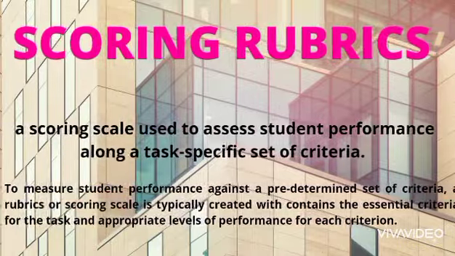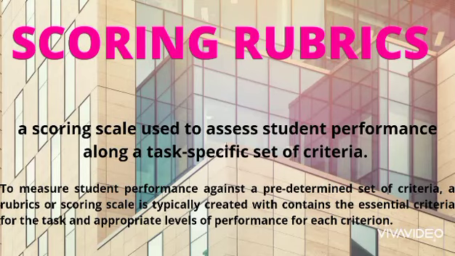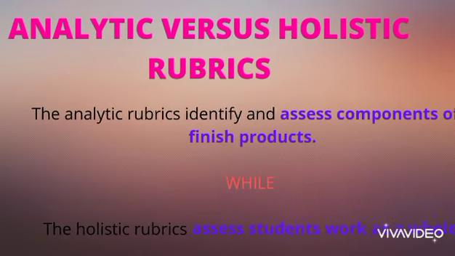Scoring rubrics is a scoring scale used to assess students' performance along a task-specific set of criteria. So it's a standard of performance for a defined population. It is a predetermined set of goals and objectives on which to base an evaluation. So there are two types of scoring rubrics: the analytic rubrics and the holistic rubrics.